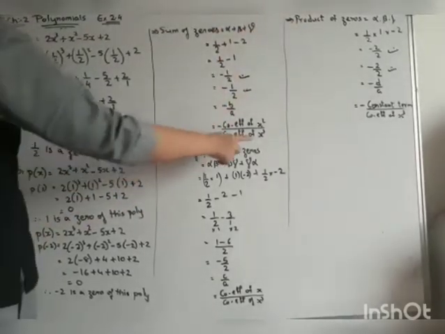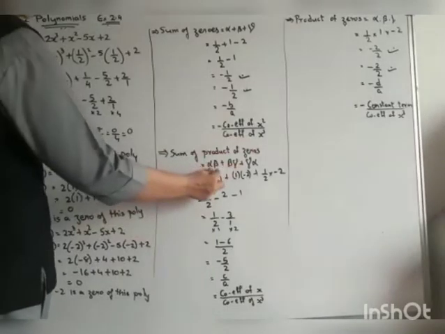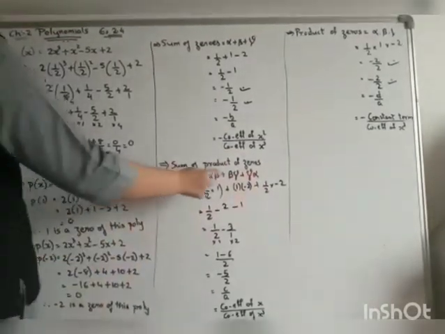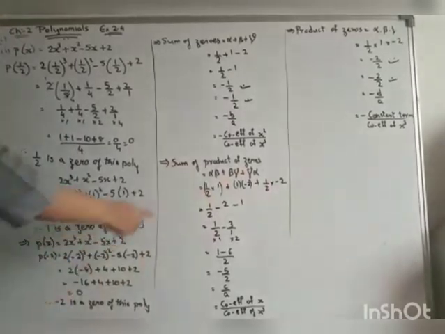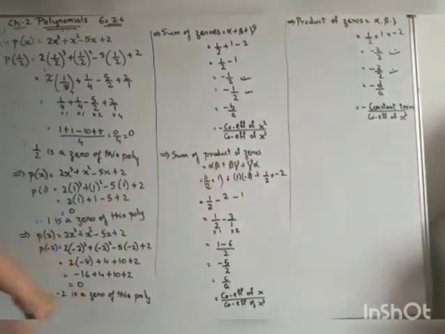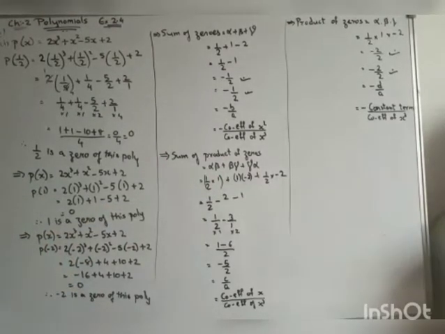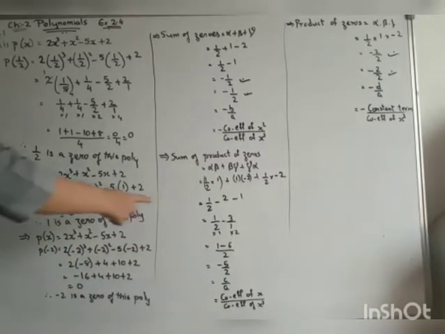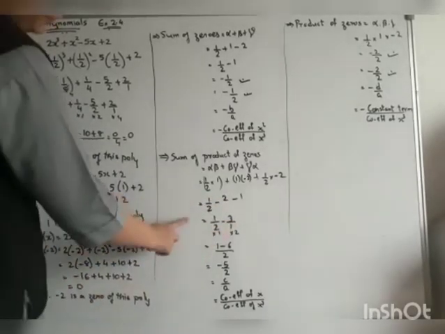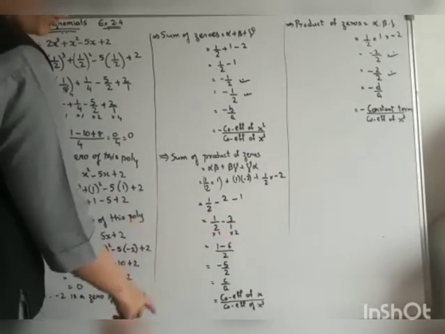Now, the sum of product of zeros. Product of zeros means alpha into beta, beta into gamma and gamma into alpha. Sum means we have to add. Now, in place of alpha we will keep 1 by 2, in place of beta we will keep 1, and in place of gamma we will keep minus 2. So what will we get? 1 by 2 minus 2 minus 1. After taking the LCM, what answer will you get?